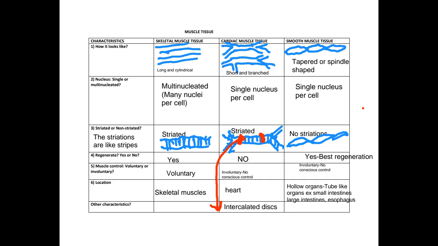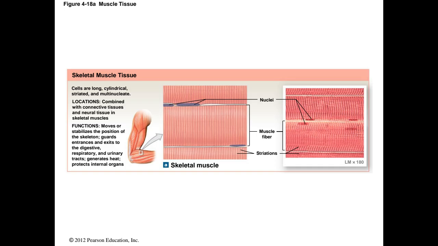So let me show you some pictures here real quick. And we'll look at these in lab tomorrow. That's a skeletal muscle tissue right there. These are striations, these stripes. See how it's long and cylindrical right there? Voluntary, multinucleated, so these are the nucleus.